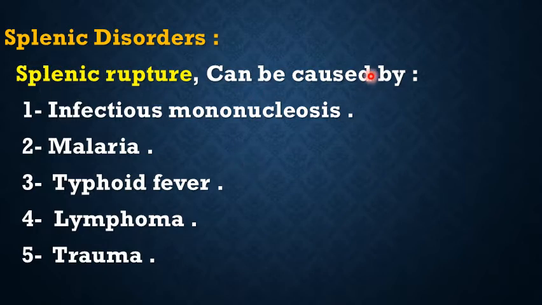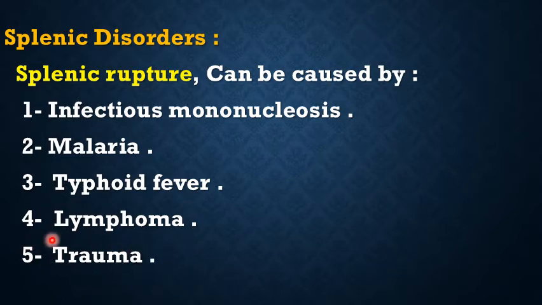What are the conditions associated with splenic rupture? There are certain infections, and some malignancies, blood malignancies, that might also lead to rupture. And also the most important thing is trauma.